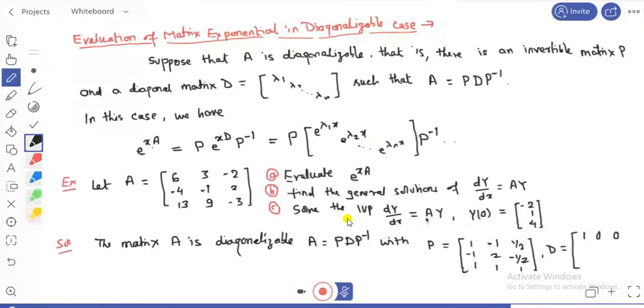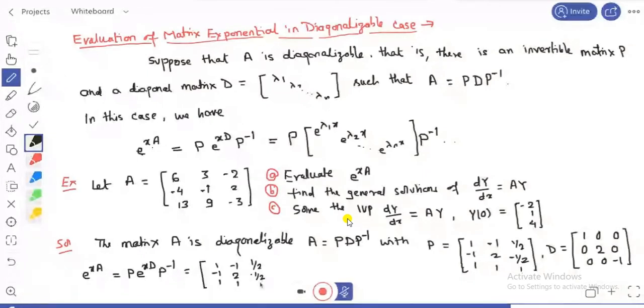Okay, so here D is 1, 0, 0; 0, 2, 0; and 0, 0, -1. Suppose this is your diagonal matrix. Okay, so if you are interested in a matrix A, then the diagonal form of that one. Then what is the value of e to the power xA? So e to the power xA, you can use this formula, this becomes P e to the power xD P inverse. So you can write this is your matrix P. What is your matrix P? It is 1, -1, 1; -1, 2, 1; half, -half and 1.